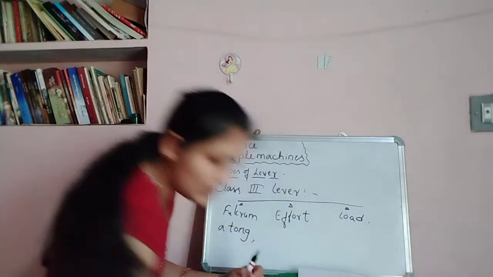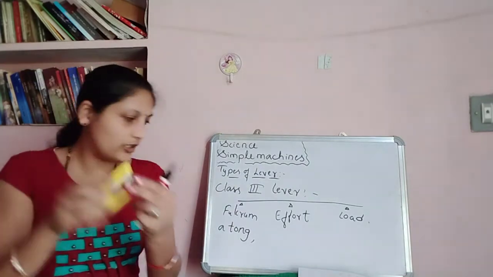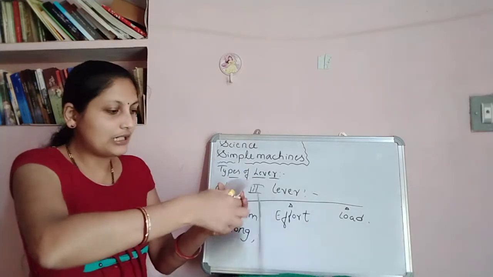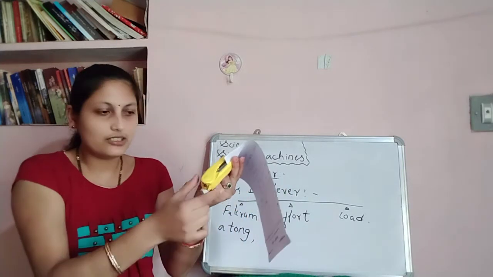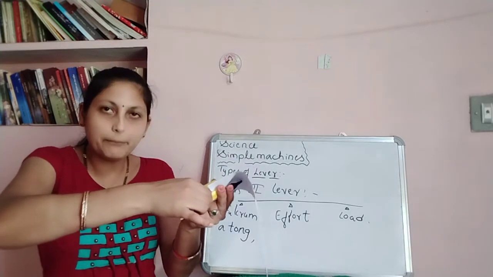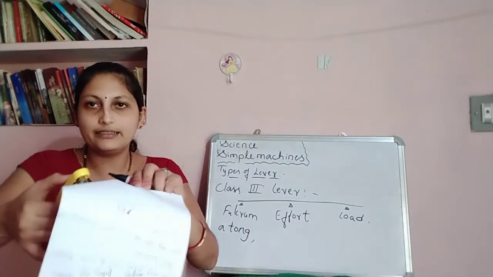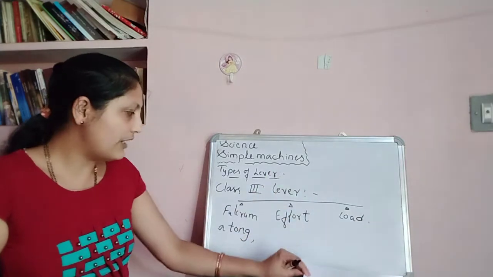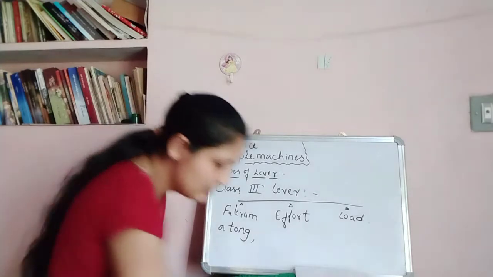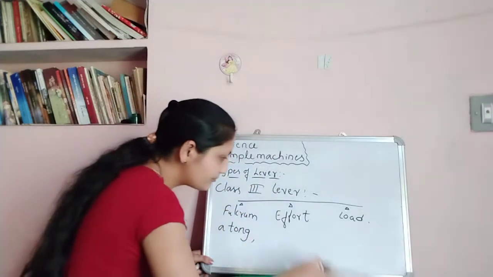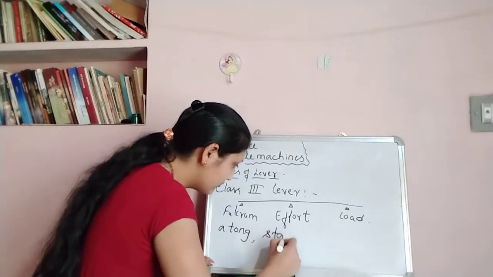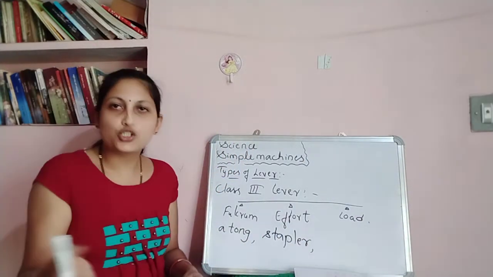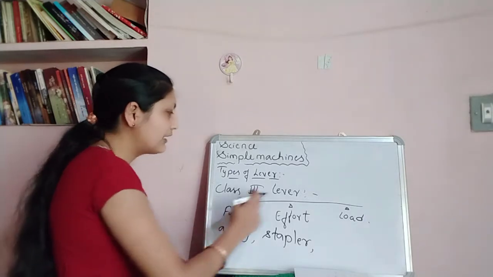Okay, so this one, stapler. Here also you can see we'll place the paper here at the one end. Clear? And fulcrum is at the another end. Here it is attached. This end is the fulcrum, and we are going to apply force in the center. So this is the example for class 3 lever. Okay, stapler, tong, then broom, fishing rod, shovel. All these are examples of class 3 lever.